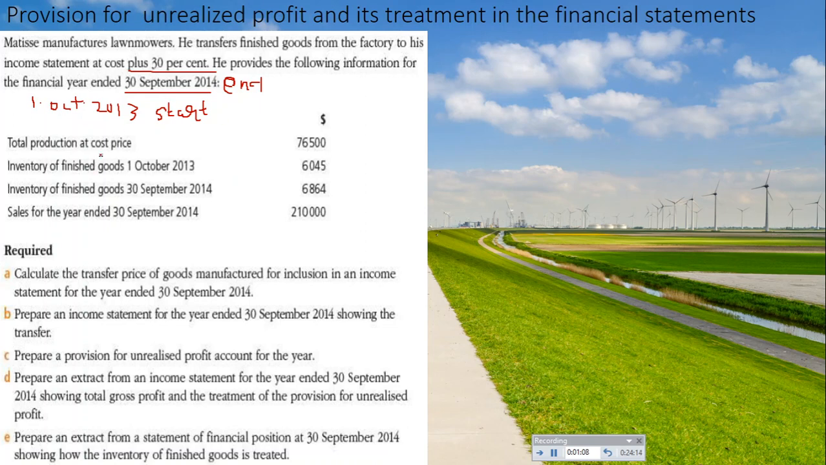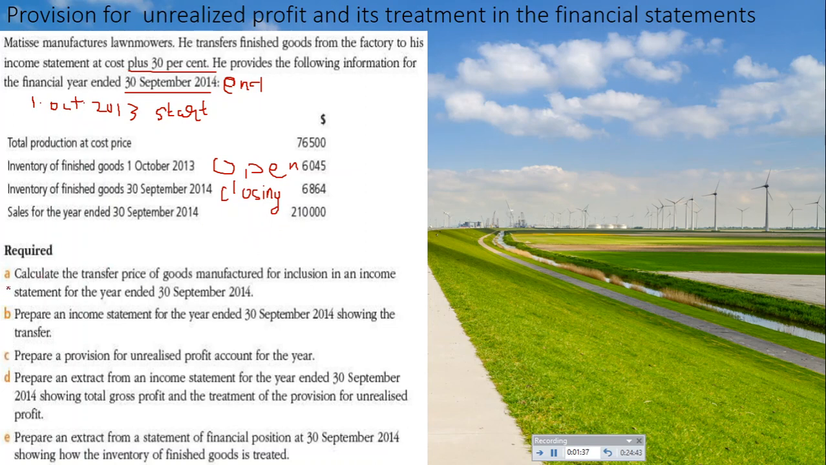So we have total production at cost price 76500, that's the production cost of the manufacturing department. Inventory of finished goods on 1st of October 2013, that's the opening stock. So this is the opening value. And then inventory of finished goods on 30 September 2014, this is your closing. You can say closing inventory. And then sales for the year, that's understood.